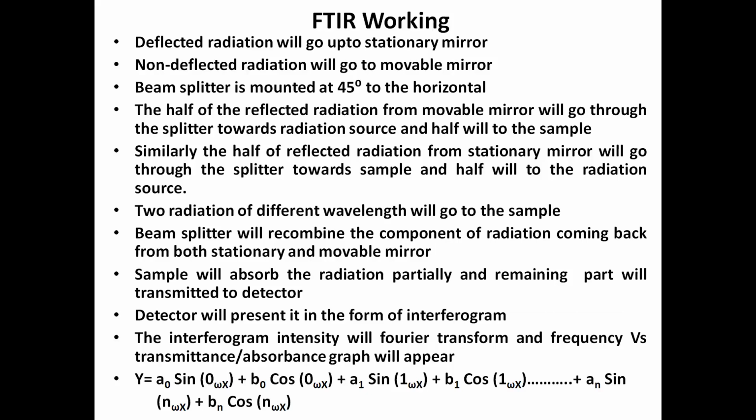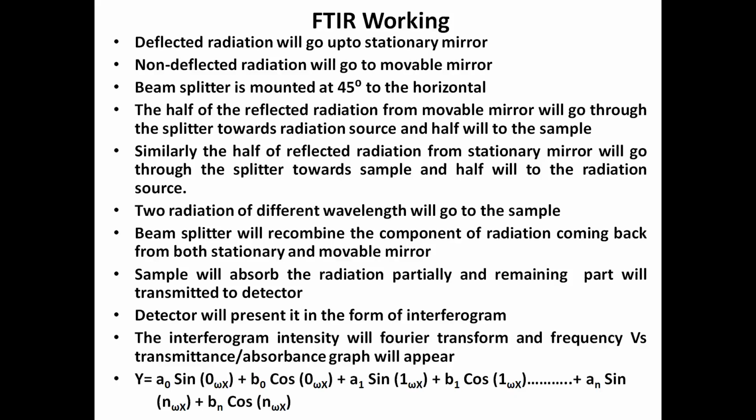What is this Fourier transform? Y, that will be your transmittance or absorbance, and this is a function of A0 sin 0 omega x plus B0 cos 0 omega x plus A1 sin 1 omega x plus B1 cos 1 omega x plus and so on, and An sin n omega x plus Bn cos n omega x, meaning the nth component.